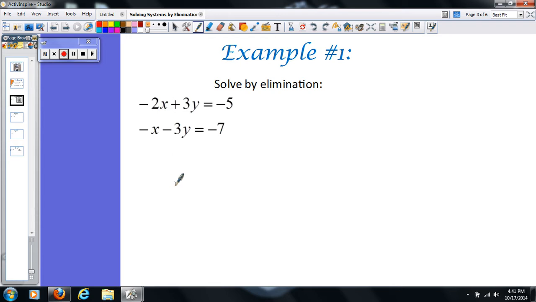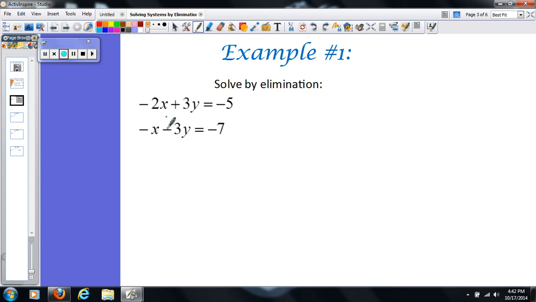Okay? And the gist with elimination is that I want to add these two equations together, and when I do that, I want it so that it eliminates one of my variables. Okay? So when we start this, the first thing we have to do, step one, we need to see if the coefficients for one of the variables are opposites. If they're not, we want to make them opposites. Okay? So when I look at the x's right now, I have negative 2x and I have negative x. Those are not opposites. Negative 2 and negative 1 are not opposites.